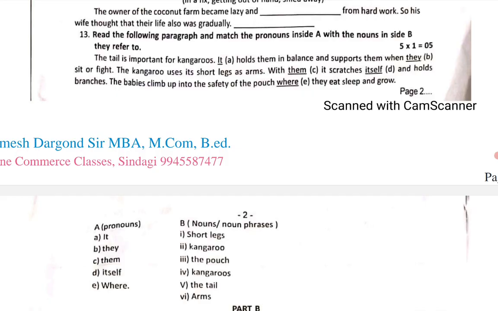So here it is referring to: it holds them in balance and supports them when they sit or fight. It means what? The kangaroo, yes or no? So like this.